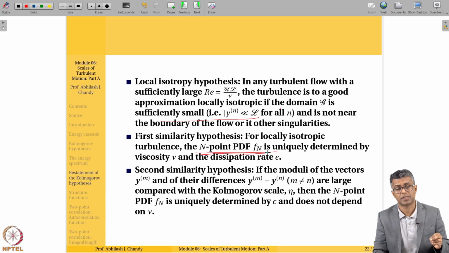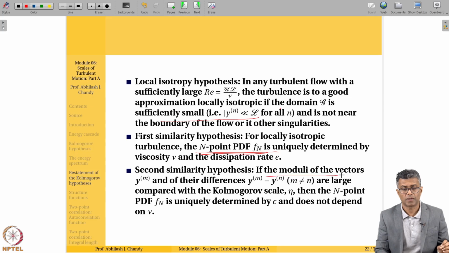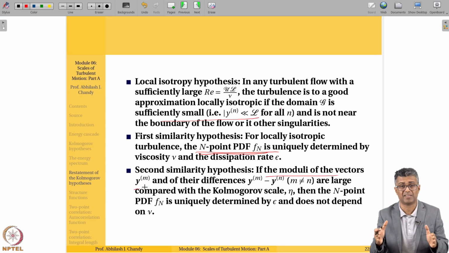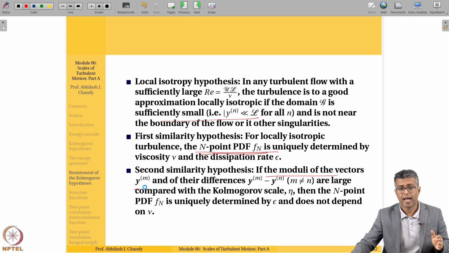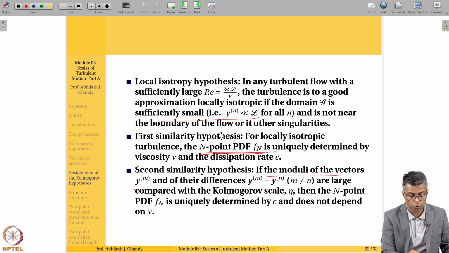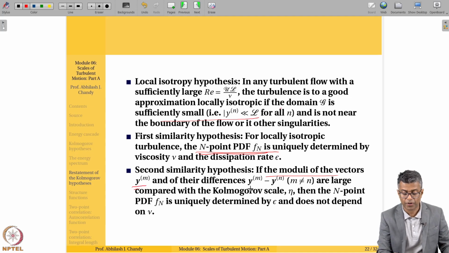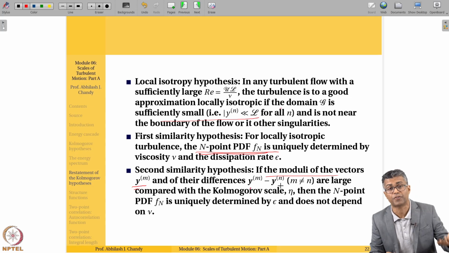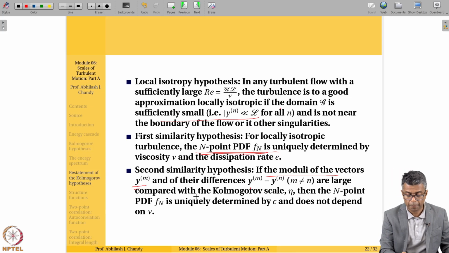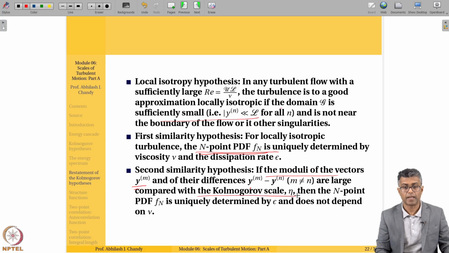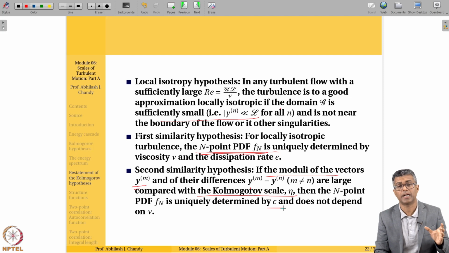Now let's look at the second similarity hypothesis, which is Kolmogorov's third hypothesis. If the moduli of vectors ym, so that is the differences, x minus the reference point, x minus x naught, as we had shown here, and of their differences ym minus yn, are large compared with the Kolmogorov scale, then the endpoint PDF is uniquely determined by epsilon and does not depend on nu. It is uniquely determined by epsilon and does not depend on nu.